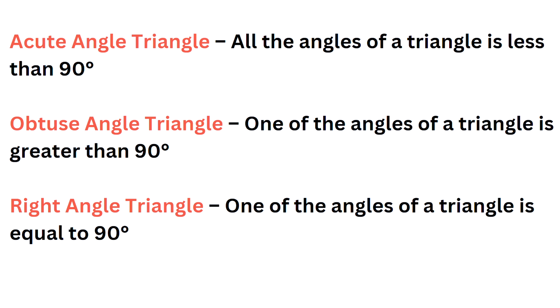Then we have obtuse angle triangle. One of the angles of a triangle is greater than 90 degree. It means that out of three, any one angle is greater than 90 degree. Right angle triangle: one of the angles of a triangle is equal to 90 degree. Out of three, any one will be 90 degree. It means that it will be an example of a right angle triangle.